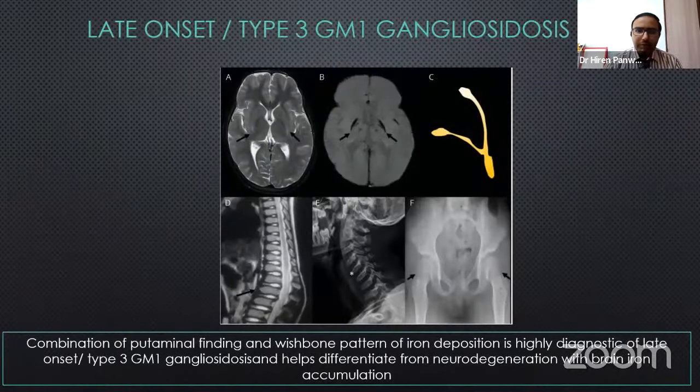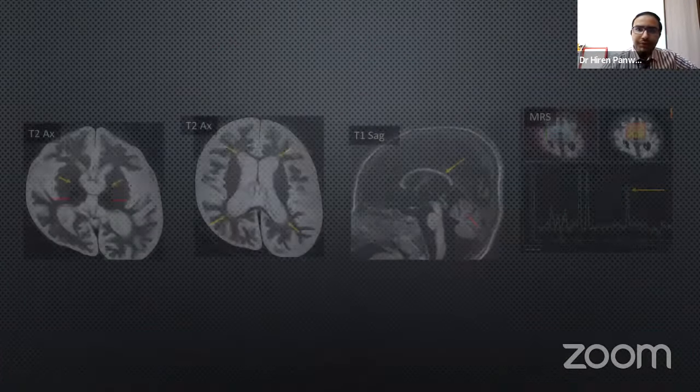Then there is one characteristic finding called wishbone kind of appearance on SWI signal intensity in late onset or type 3 GM1 gangliosidosis. So when you see a patient with this kind of skeletal dysostosis with posterior putamen and susceptibility of globus pallidus, which is having this kind of wishbone appearance, then it can be a late onset or type 3 GM1 gangliosidosis, which is almost pathognomonic for these conditions.